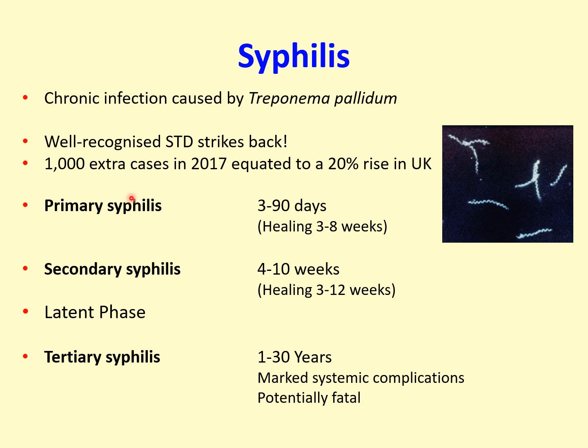However, towards the end of the 20th century, the incidence of syphilis seemed to be on the decline. But recent figures from the NHS show that it may be actually striking back again. For example, in 2017, there were 1,000 extra cases diagnosed in the UK, which equated to approximately a 20% rise in the incidence of syphilis in the UK. So that's something we need to be aware of.